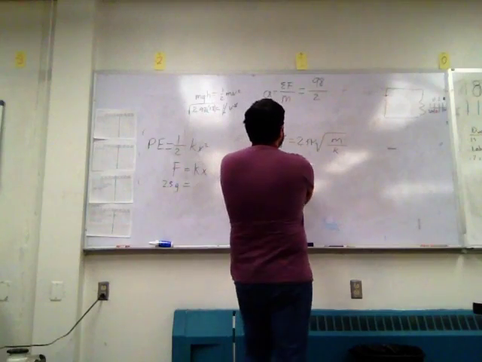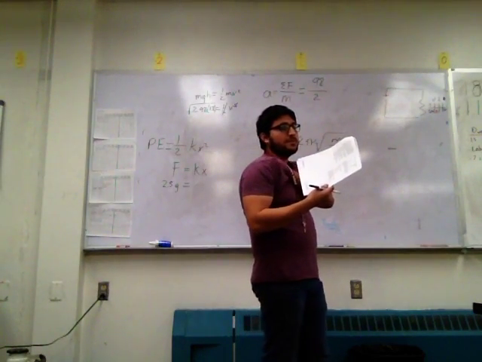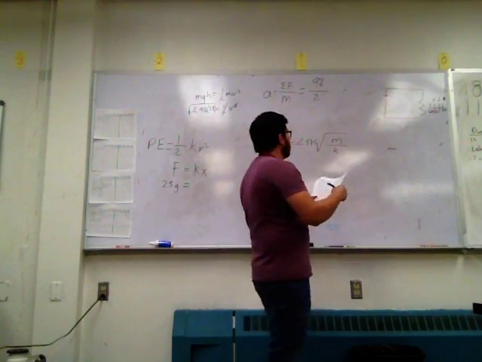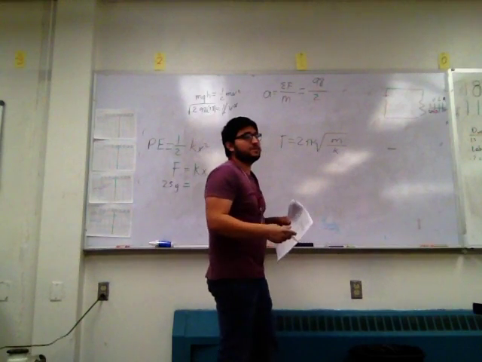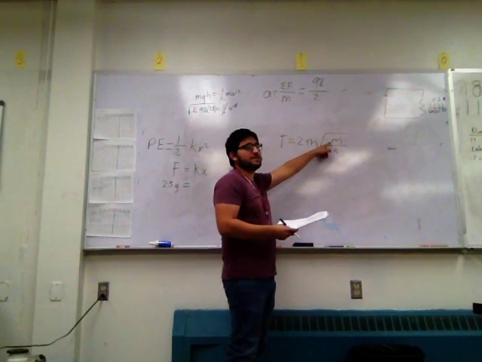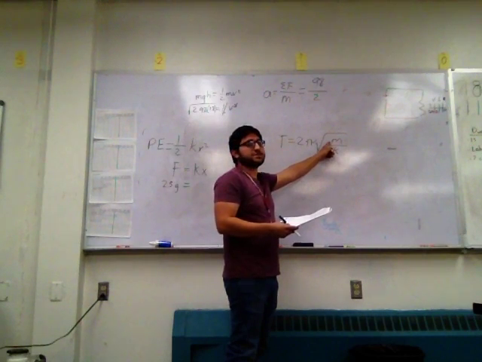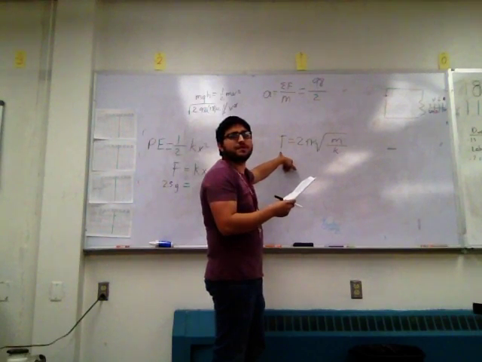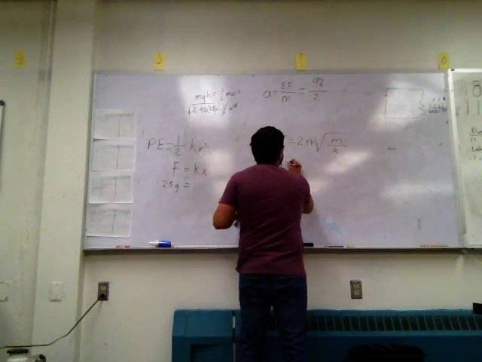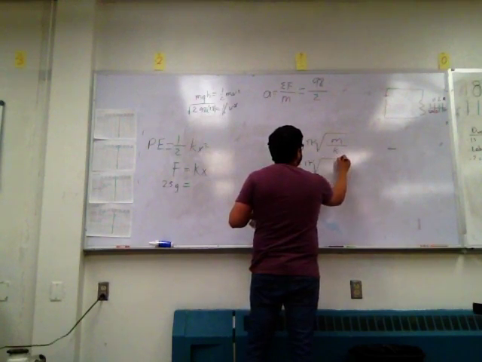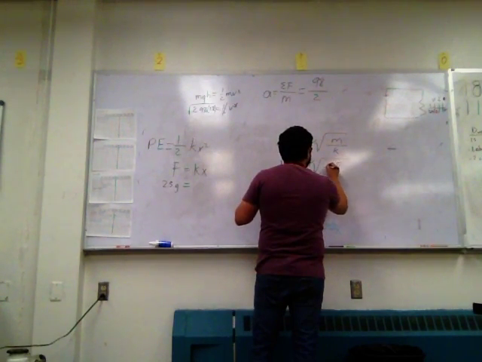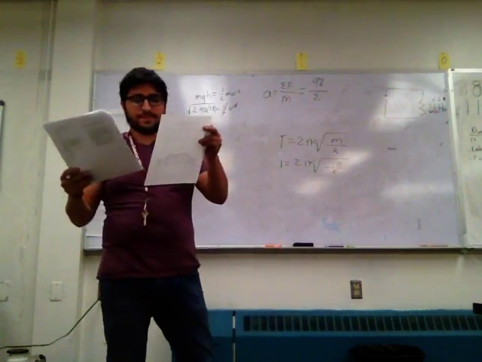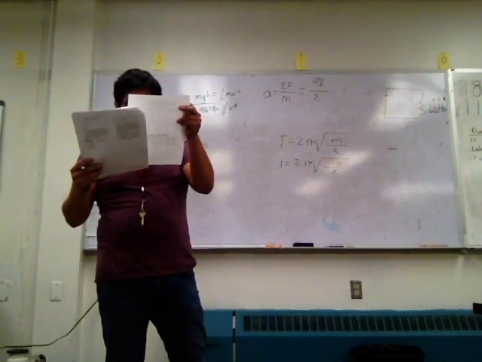Can we figure out the period from this problem? Yes. How? 1 over the frequency. So we know the period. Do we know the mass on the spring? Yes. So we plug in 1 over 10, which is 0.1. 0.1 equals 2 pi square root of 2.5 over k, and then you solve. That one is D.